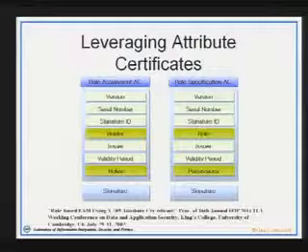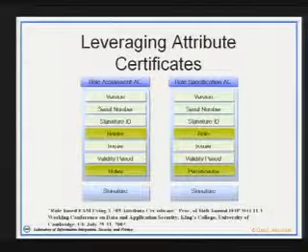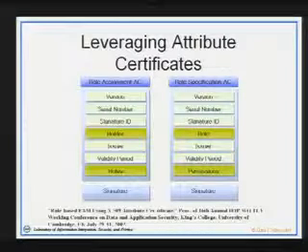So in order to support attribute service, we use attribute certificates, so-called privilege management infrastructures. I think you guys are familiar with PKI, public key infrastructure. And along with the public key infrastructure, we have an additional notion called privilege management infrastructures. In that, we have the attribute certificate.